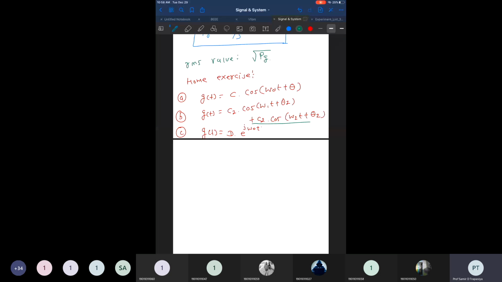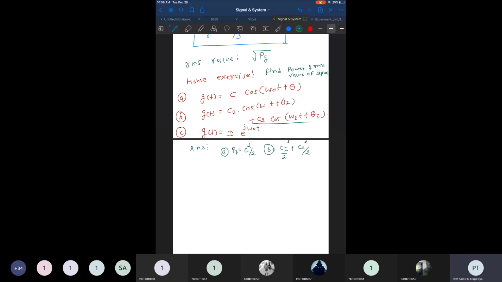The answers I would like to provide. The answer of the first, A, is c square by 2, right? Answer of B is c1 square by 2 plus c2 square by 2. And the answer of the third one is your home exercise: find the power and RMS value of the signal, right? You have to find the power and RMS value of the given signal. Three signals are given. So the answer is c square by 2, that is the power.